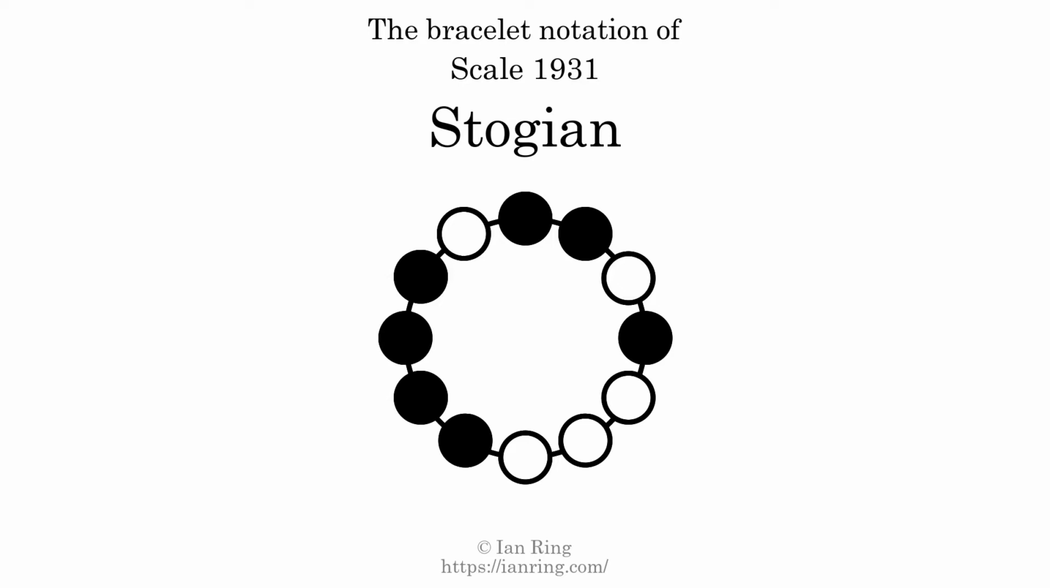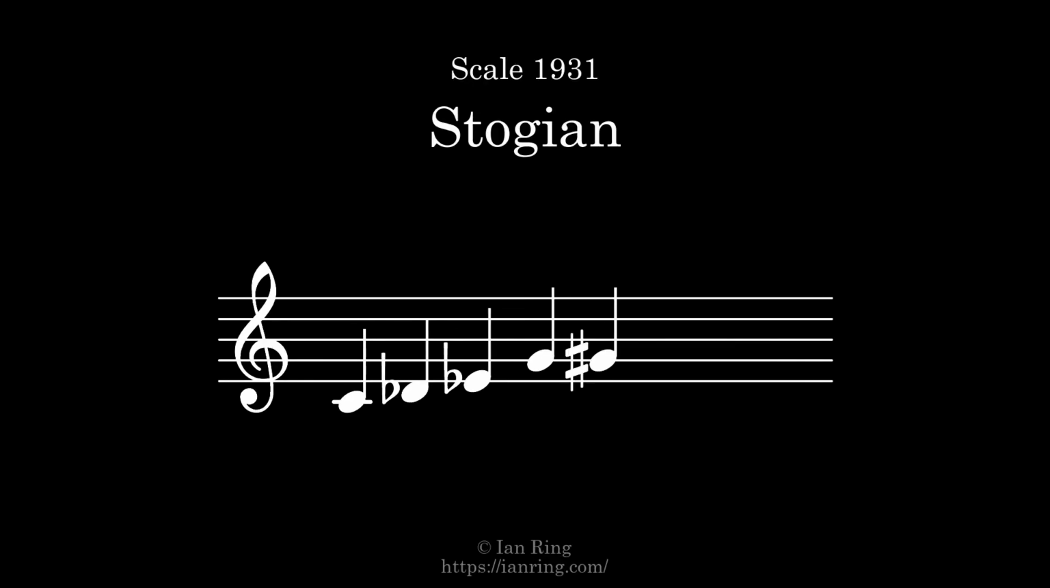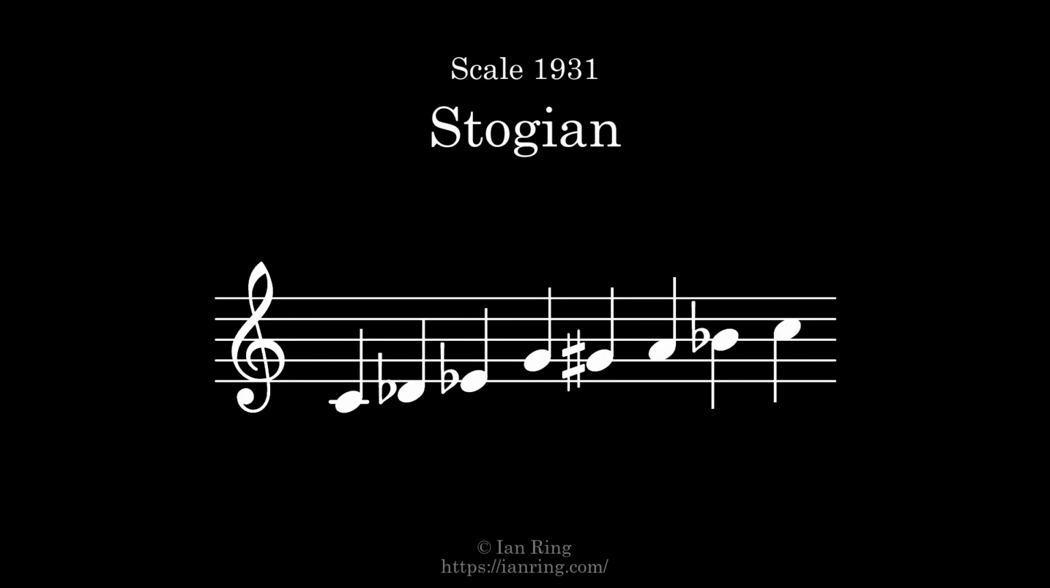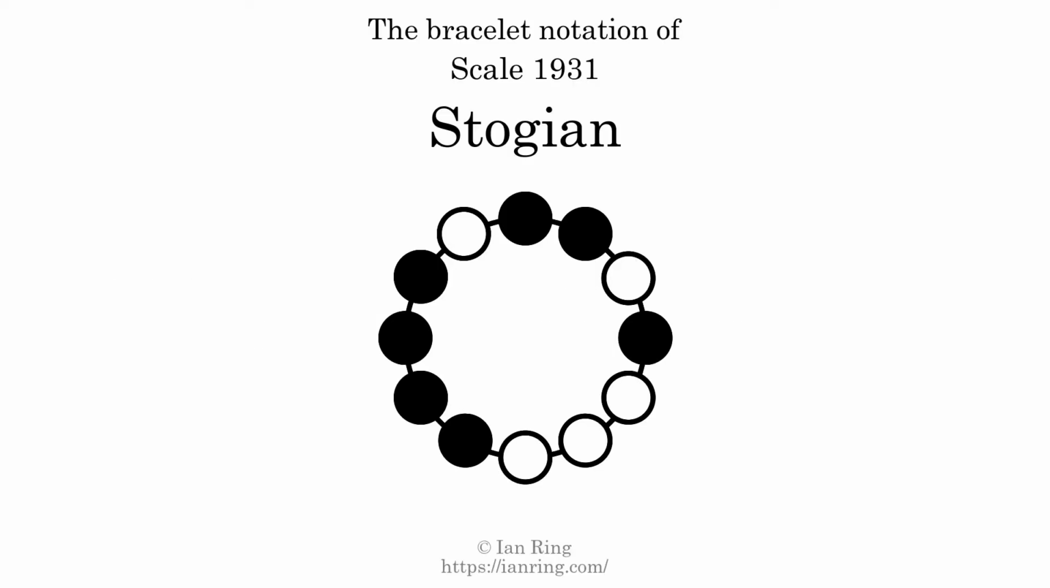1931, Stogian, which sounds like this. This scale has 7 tones, which means it is called a heptatonic scale. This is a bracelet notation diagram of scale 1931. The shaded circles represent tones that appear in the scale, and they are read clockwise, starting at the top.